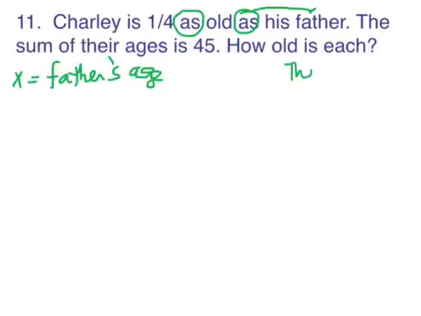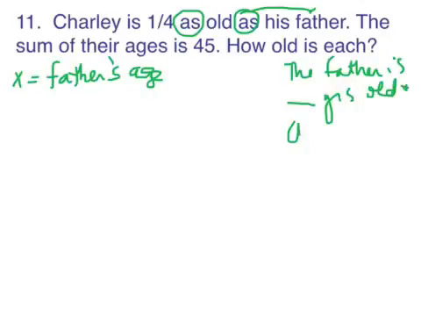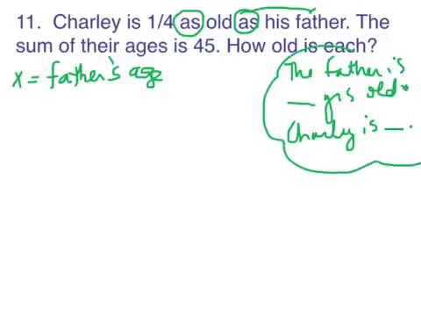You have to say the father is blank years old and Charlie is blank. Okay, so this is where I'm going to put my answer in a minute. Just making a point of it, because look what they ask you. They ask you how old is each, and we need to tell who's who. We don't just put 2 numbers down. You got to be clearer than that.